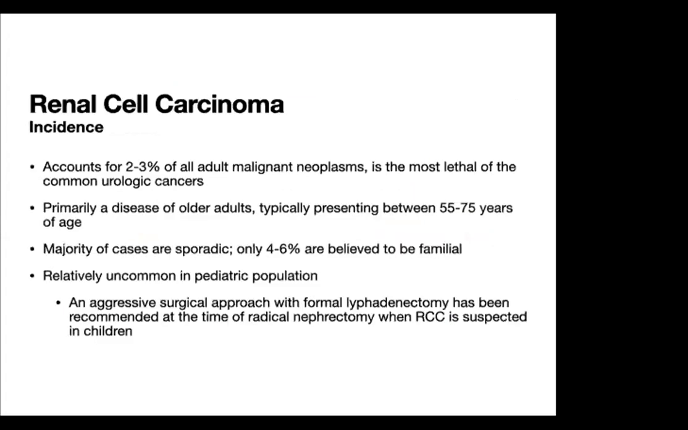So our first malignant renal tumor is renal cell carcinoma or RCC. It accounts for 2-3% of all adult malignant neoplasms and is the most lethal of the common urologic cancers. It is primarily a disease of older adults, typically presenting between 55 to 75 years of age. The majority of cases are sporadic and only 4-6% are believed to be familial. It is relatively uncommon in the pediatric population, and in those cases, an aggressive surgical approach with formal lymphadenectomy has been recommended at the time of radical nephrectomy when RCC is suspected.